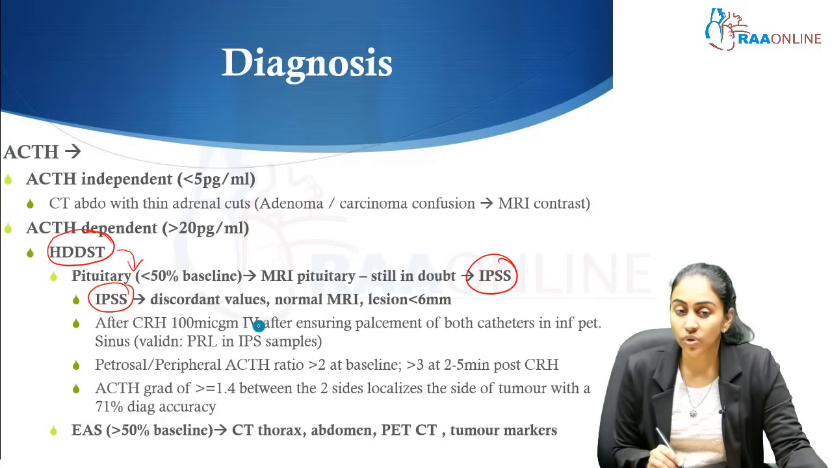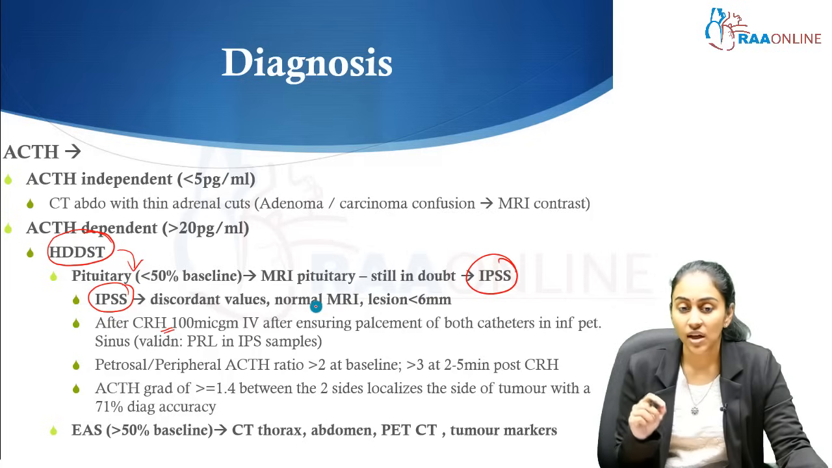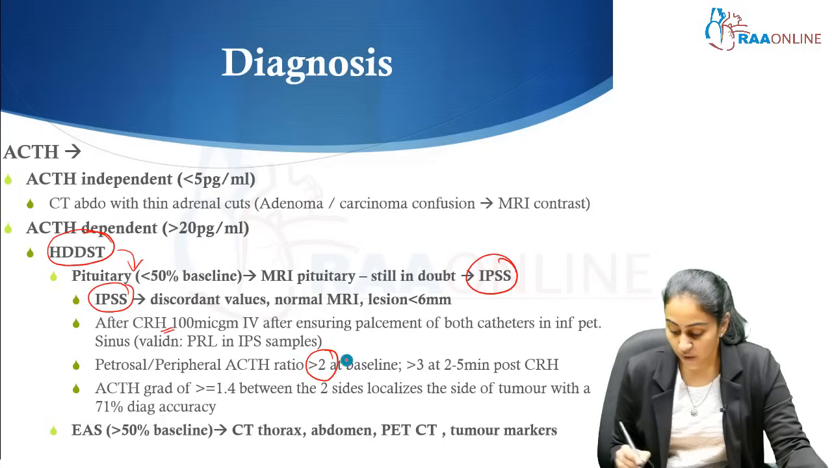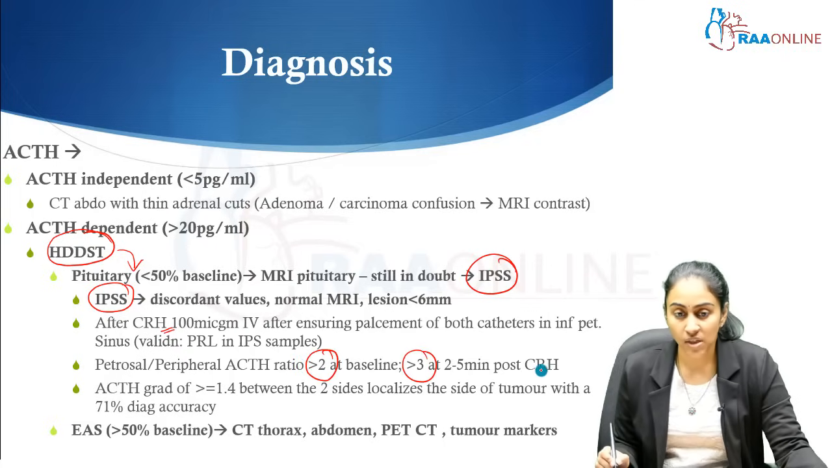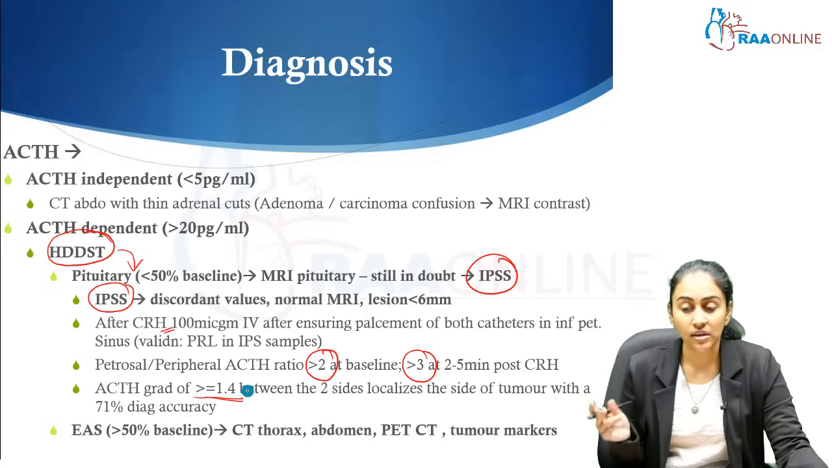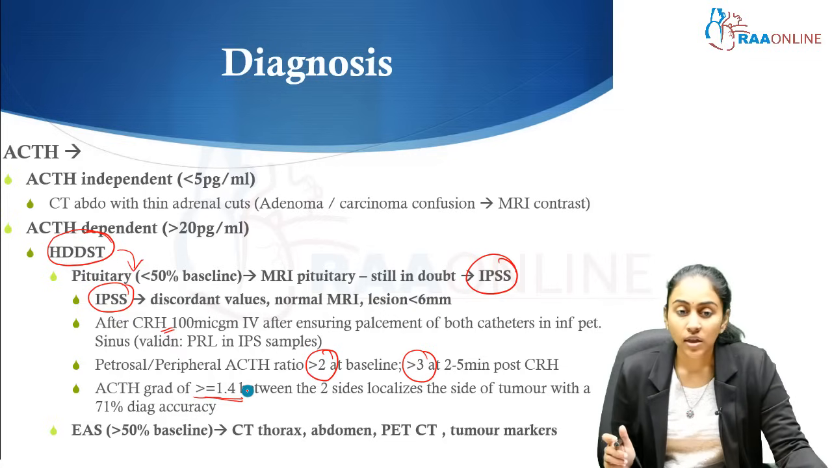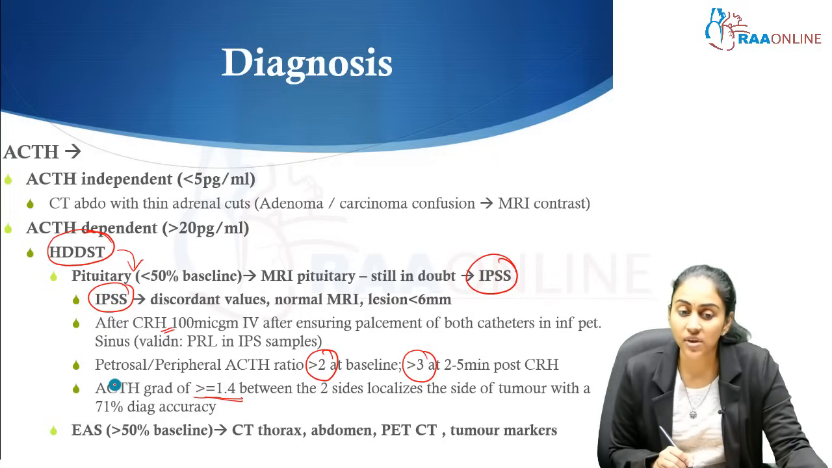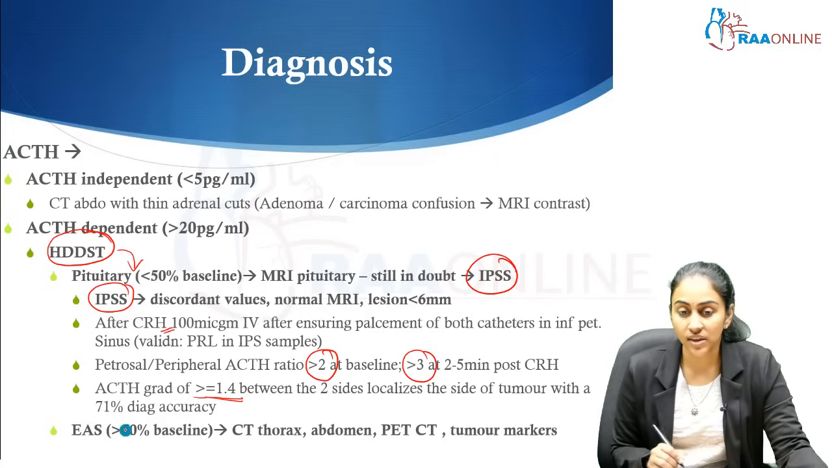You give a corticotropin releasing hormone after ensuring placement of both the catheters in the left and right inferior petrosal sinus. You check for a petrosal to peripheral ACTH ratio. If it is more than 2 at baseline and more than 3 at 2 to 5 minutes post CRH, then that tells you there is Cushing's disease. Similarly, an ACTH gradient of more than 1.4 between the two sides also helps in localizing the side of the tumor.